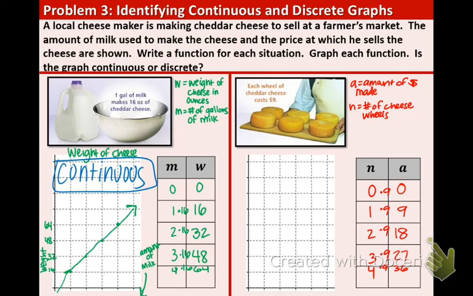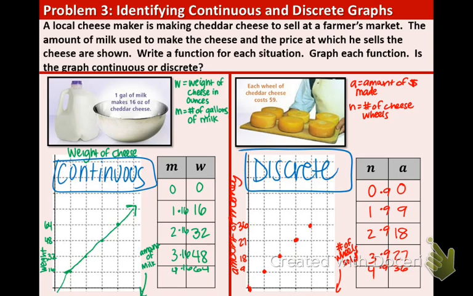So now take a moment to label your graph and plot the points, and we'll figure out if it's continuous or discrete. Now that our points are plotted on the graph, let's think about it for a second. Should we connect the points? Can this cheesemaker sell parts of wheels of cheese? The answer to that question is no. He can only sell whole wheels of cheese, so we will not connect the points, and that makes this graph discrete.